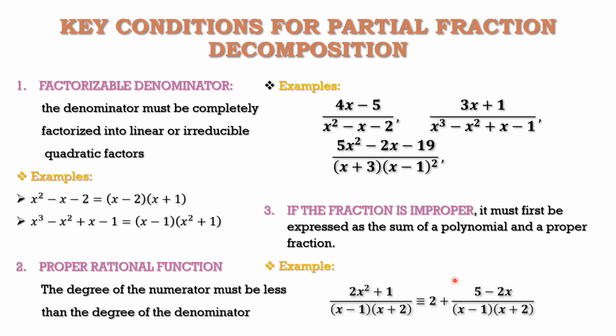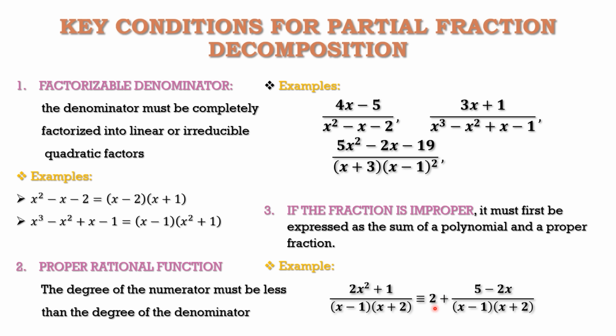Now, for example, look at this particular expression. We have 2x squared plus 1 divided by x plus 1 times x plus 2. The degree here is 2 and the degree here is also 2. It makes this particular fraction an improper rational function. Now, what I am going to do is use the division approach to reduce it into a sum of a polynomial.